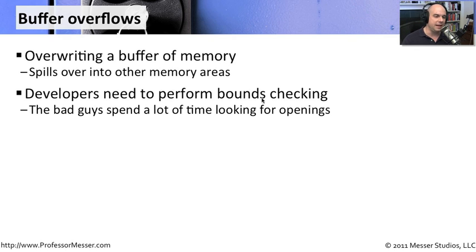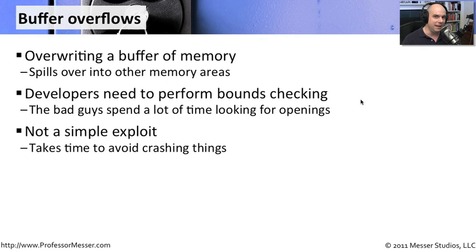The developers of these applications ideally would perform something called bounds checking, so that buffer overflows, when they're attempted, would be stopped before they would ever overflow the normal section of memory that's really being expected. But the bad guys are looking for places where this bounds checking is not in place, and that's where they can take advantage of these buffer overflows. This is obviously, as it sounds, not something simple to do. It takes a lot of research and a lot of work.